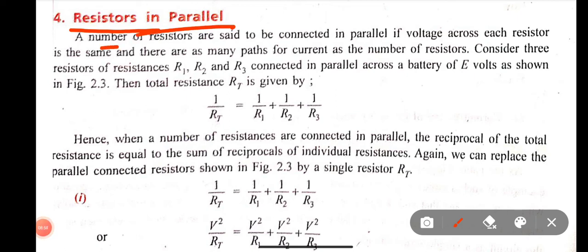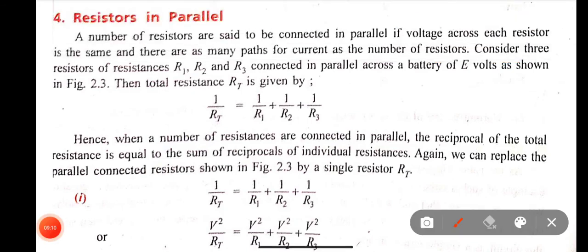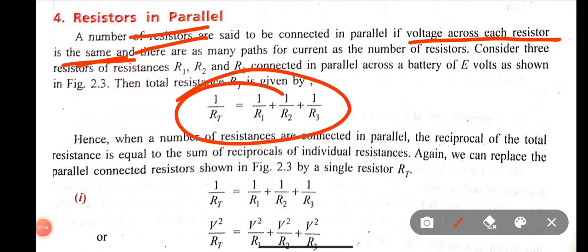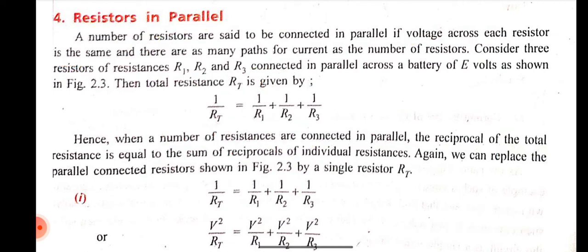Resistors in parallel. A number of resistors are said to be connected in parallel if the voltage across each resistance is the same, which I mentioned just one minute ago. Voltage across each resistance is the same in a parallel. So after deriving the formula for parallel, the total resistance in a parallel combination, we found 1 upon RT equal to 1 upon R1 plus 1 upon R2 plus 1 upon R3 and so on, if there are more resistances given in your questions.